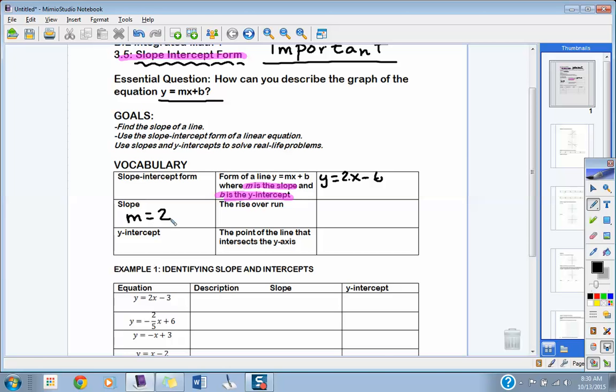The b value, what's the b number out here on the end? -6. So what's that mean about the y-intercept, guys? Well, it means the y-intercept is going to be -6.